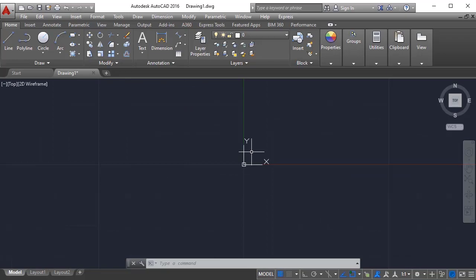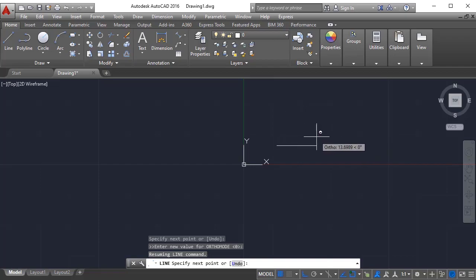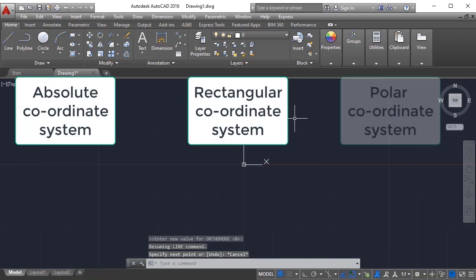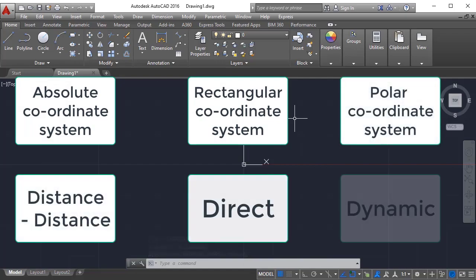Now, one shortcut: you can either switch on the function key ortho, F8, or simply hold the Shift key. Holding the Shift key will automatically lock the position. So these are all the methods that I wanted to explain in the line command.